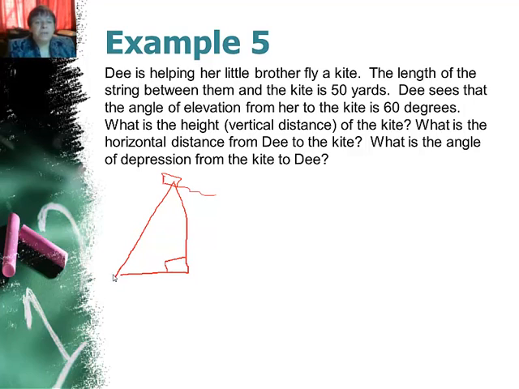So pretend D's over here, the kite's way up there, and there's a string connecting them. And then I drew a vertical distance, not very good straight line, and there's a horizontal distance. That one's better. All right. So I know the string's 50 yards, so let's mark that, 50 yards. And I know the angle of elevation is 60 degrees. There is 60 degrees.